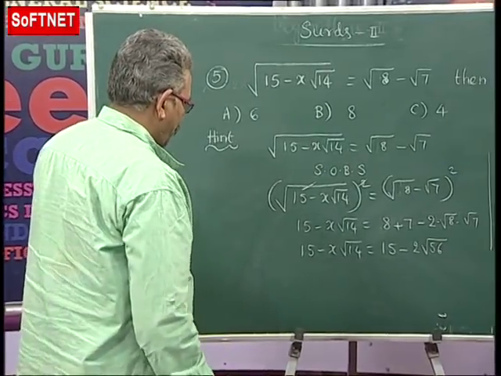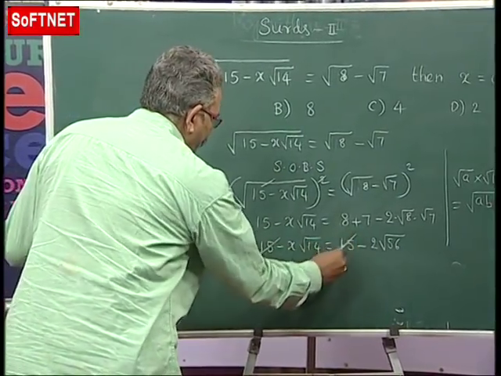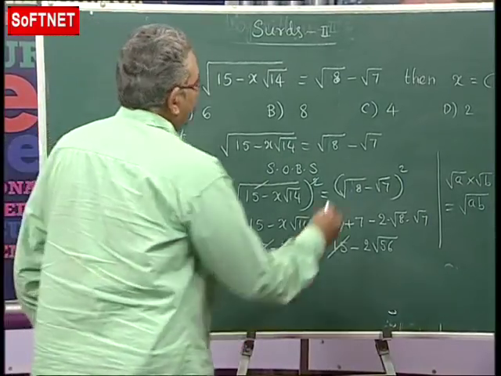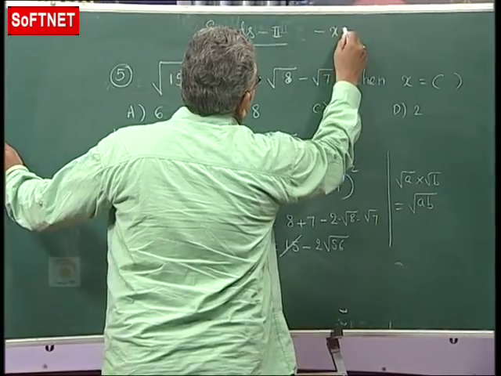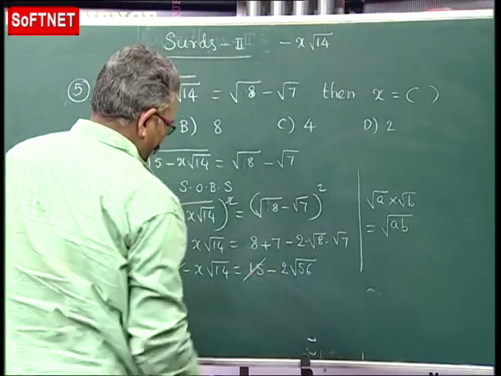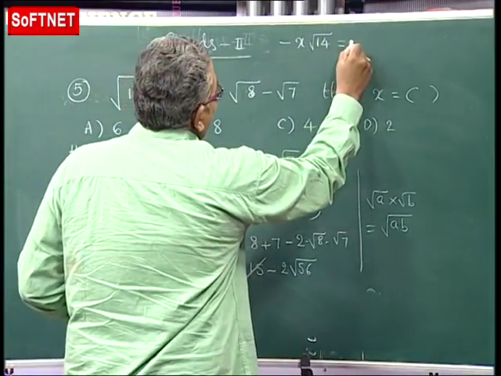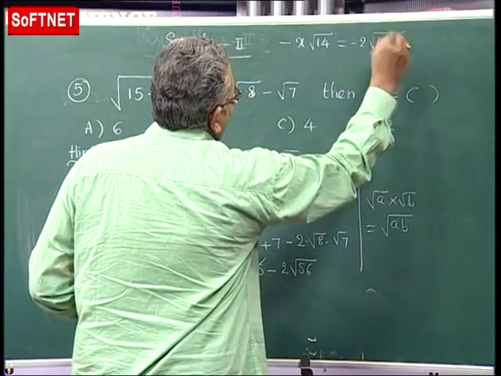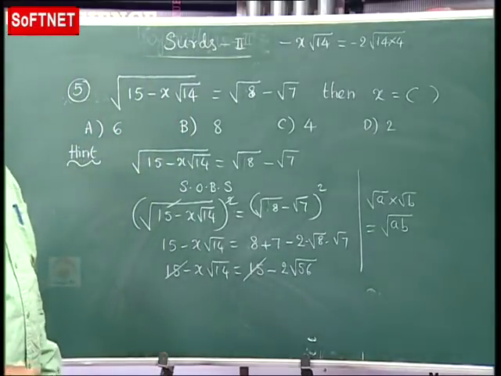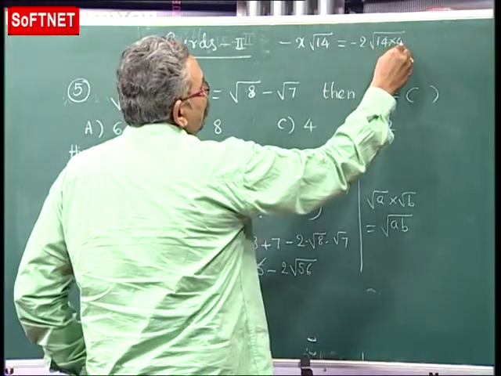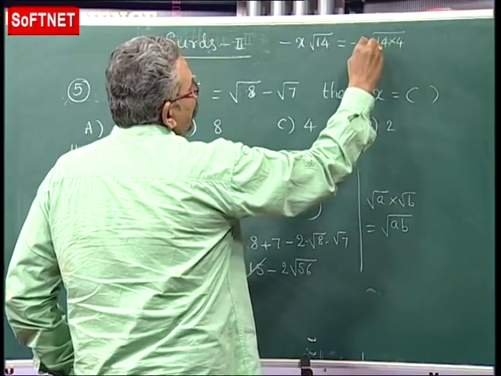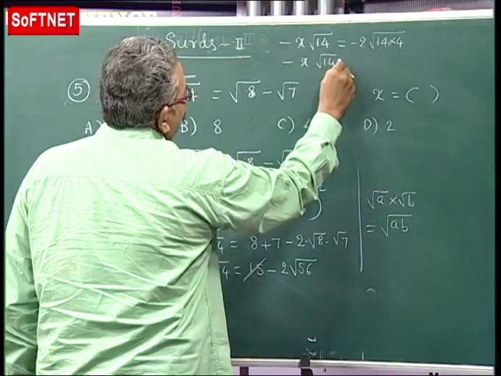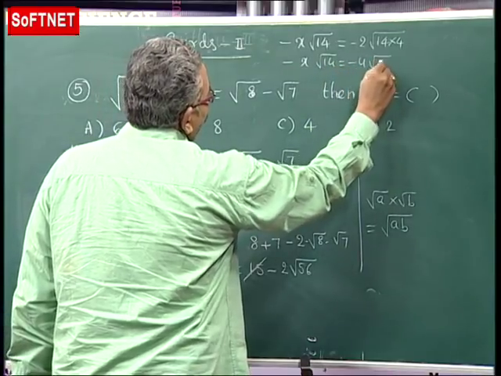Now this 15 gets cancelled. What do we have here? Minus x root 14 is equal to minus 2 root 56, that we can write 14 into 4. Now what is the square root of 4? 2. 2 into 2, 4. So minus x root 14 is equal to minus 4 root 14.